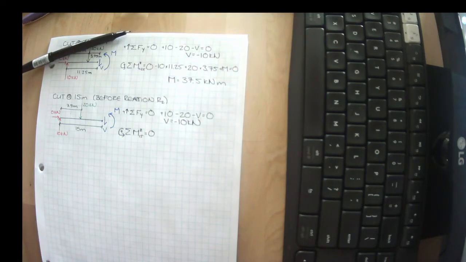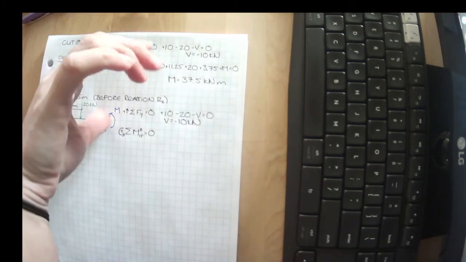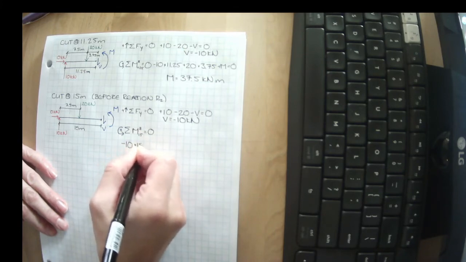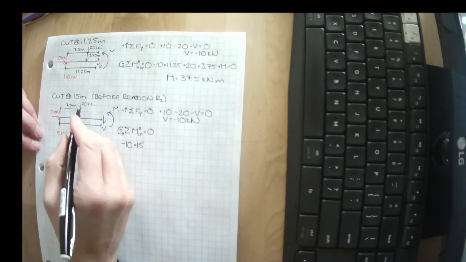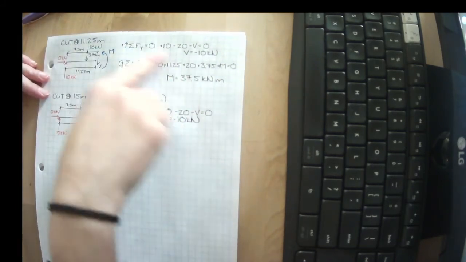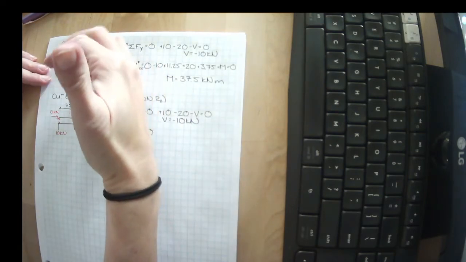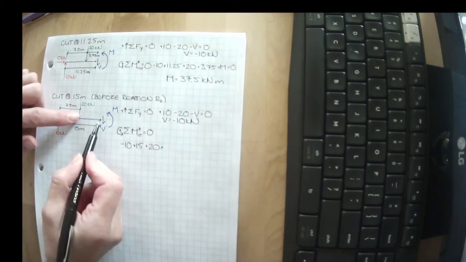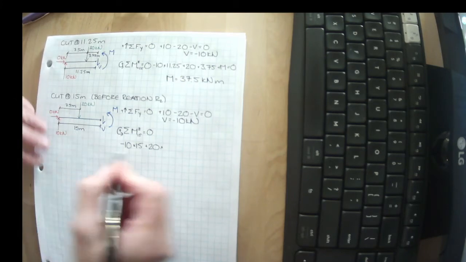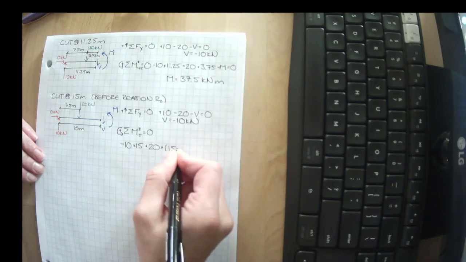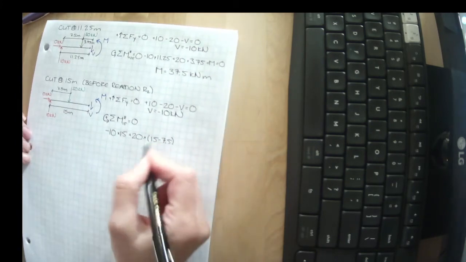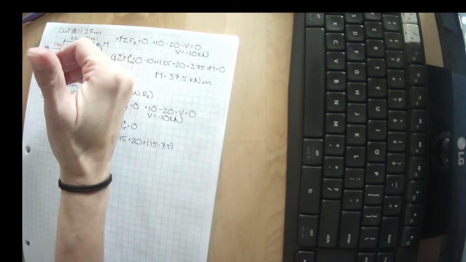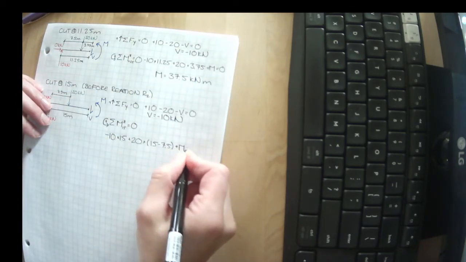Spinning it in that direction, so my thumb is into the page, or minus 10 kilonewtons times 15 meters, because we're 15 meters away. We've got 20 kilonewtons trying to spin it in the direction I've said is positive. So plus 20 kilonewtons times 15 minus 7.5, which is how far away it is. And then our V passes through the point, there's no eccentricity. We have our unknown moment, which is in the positive direction.